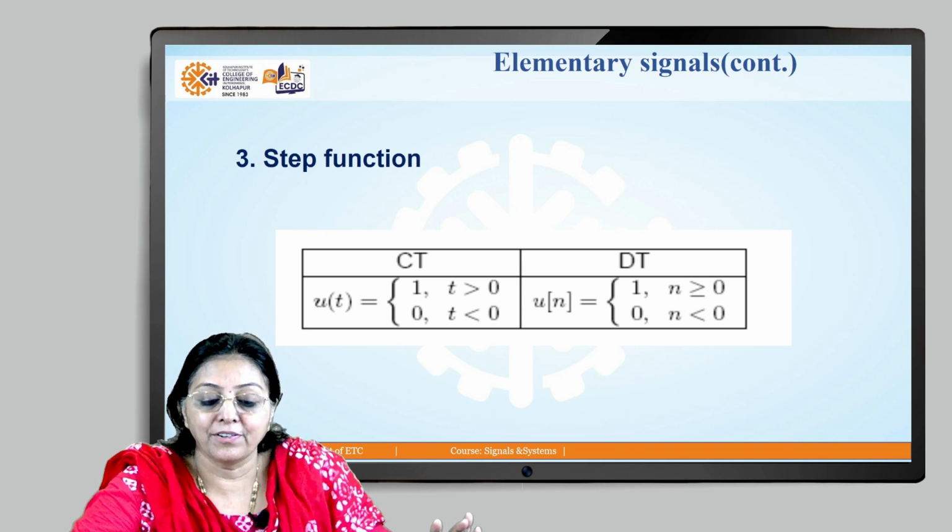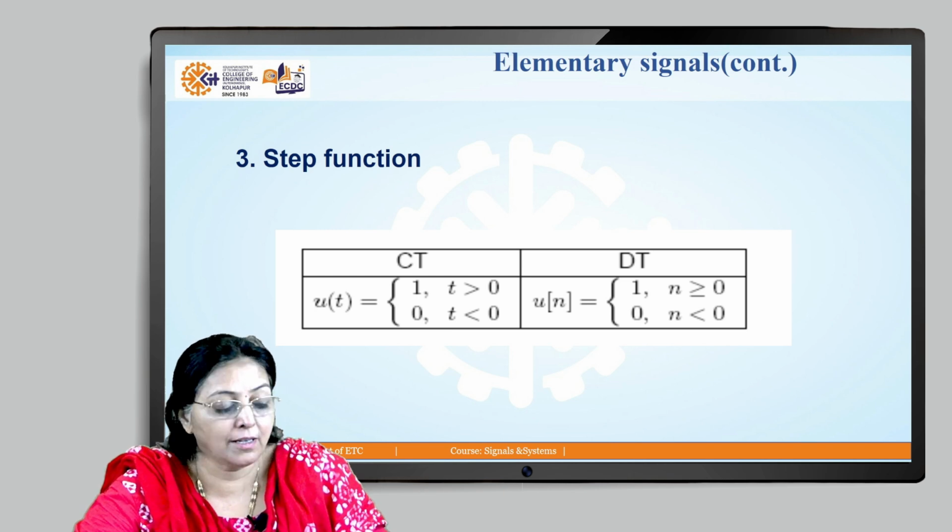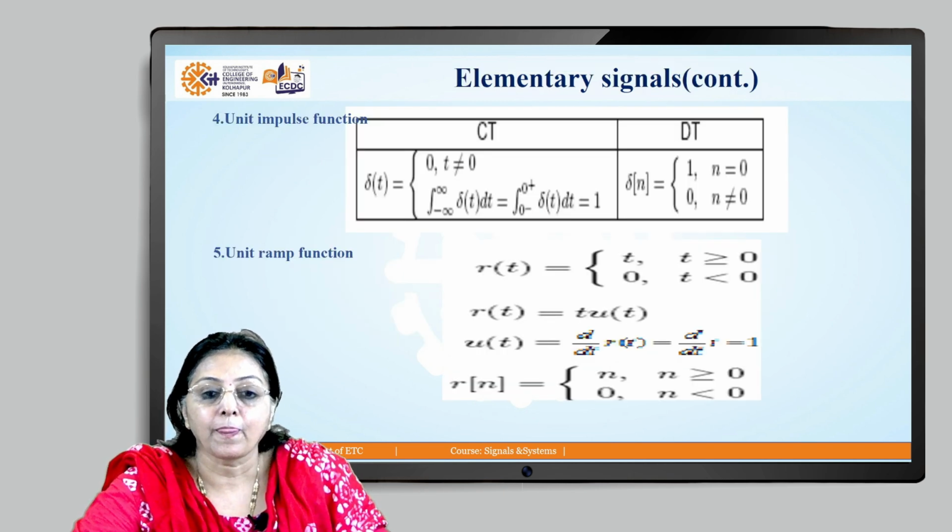Now, the step function, that is the unit step function. Unit step function means a signal which shows amplitude 1 for t greater than or equal to 0, that is, from 0 to plus infinity the signal shows amplitude 1. In the same way, for the discrete time signal, the unit step signal u of n for n greater than or equal to 0 shows amplitude 1. In all other cases it is 0.